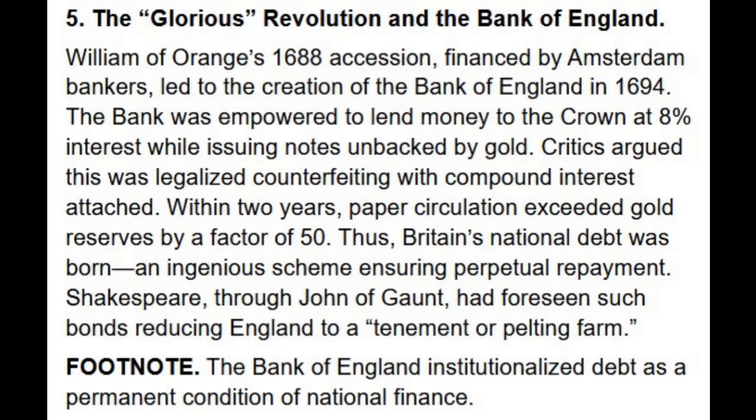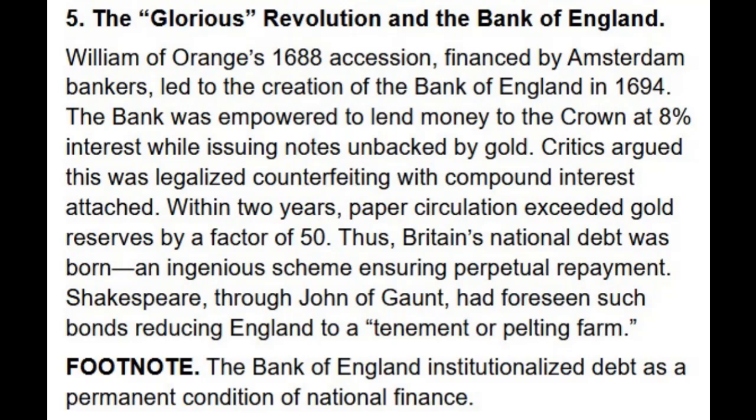5. The Glorious Revolution and the Bank of England. William of Orange's 1688 accession, financed by Amsterdam bankers, led to the creation of the Bank of England in 1694. The bank was empowered to lend money to the Crown at 8% interest while issuing notes unbacked by gold. Critics argued this was legalized counterfeiting with compound interest attached.